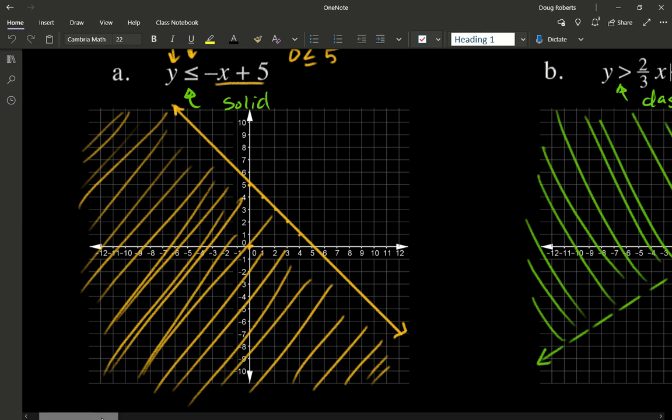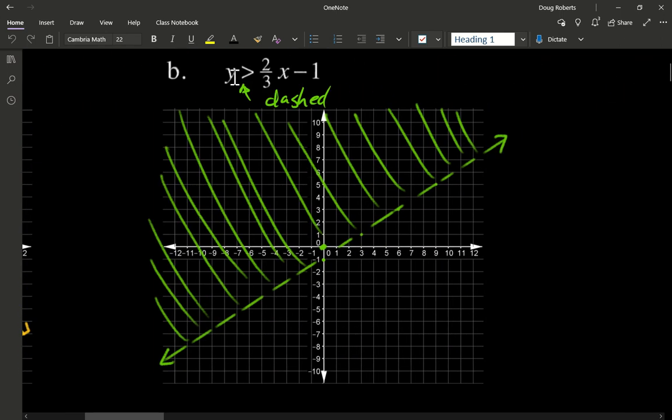Same thing over here on the other one. We drew our boundary line. Our y-intercept's at -1. We have a slope pattern of up 2 over 3. And all of these points, once I tested (0, 0), it turns out that 0 is greater than, remember x would be 0 also, so 0 is greater than -1 is true, so we shaded everything above.